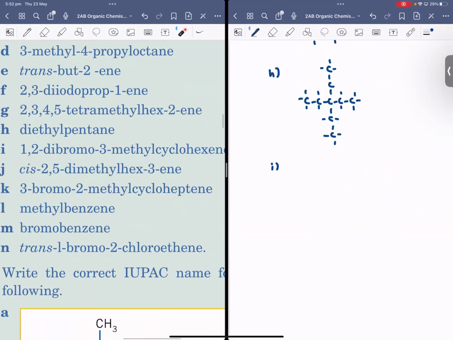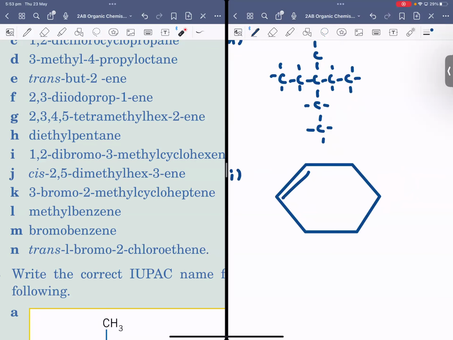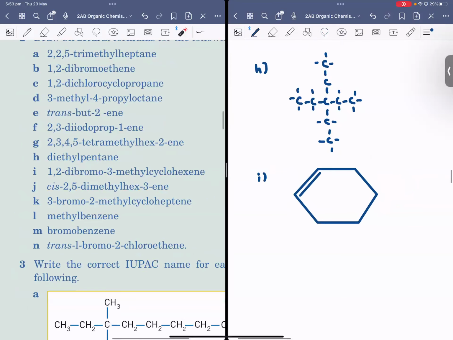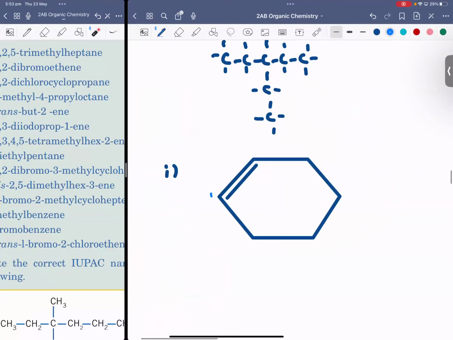Cyclohexene. Okay, so I'm just going to do it. Okay, hexene, so draw a hexagon. And then it says 3-methyl cyclohexene. So you do this. 1, 2 dibromo. Now, guys, you don't write these numbers. This is just to help you out. 1, 2, 3, 4, 5, 6. This is just to help you out.